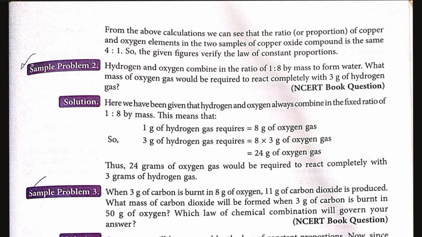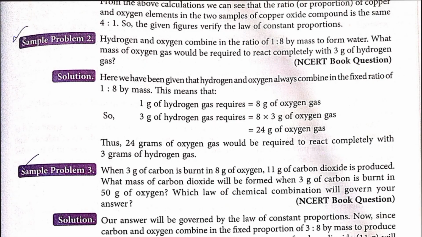The next application, let us see. Hydrogen and oxygen combine in the ratio 1 is to 8 by mass. Hydrogen means H, oxygen means O. They combine in 1 is to 8 ratio by mass to form water. Water is H2O. What mass of oxygen gas would be required to react completely with 3 gram of hydrogen gas? That means if you make 3 gram of hydrogen gas react with oxygen, what mass of oxygen gas would be required?